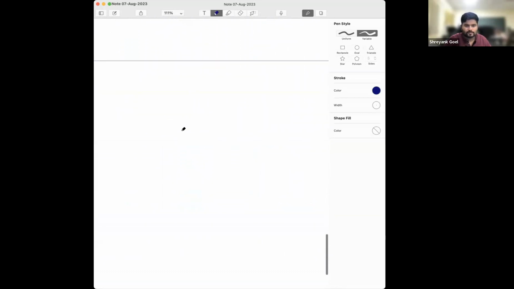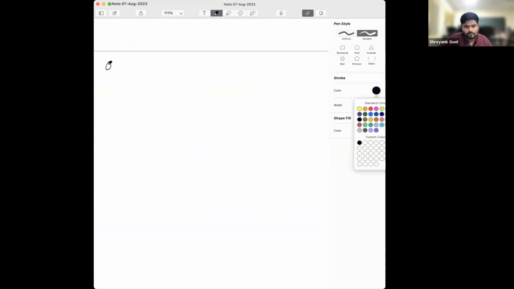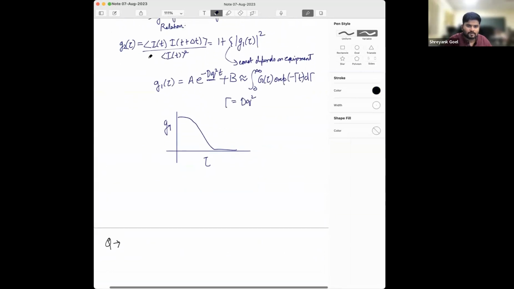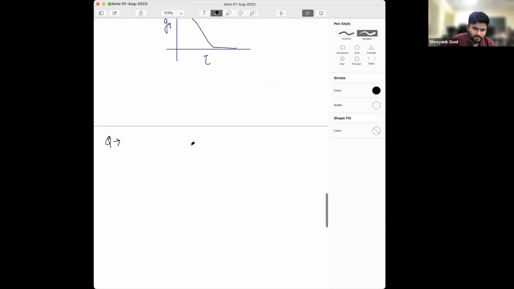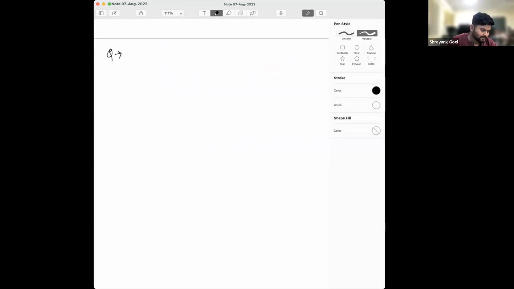So the question is: I'm not going into the details of where this function is coming from, because it's a very introductory thing. There are details, but we'll see after solving the numerical. If anyone is interested, we'll look into it.